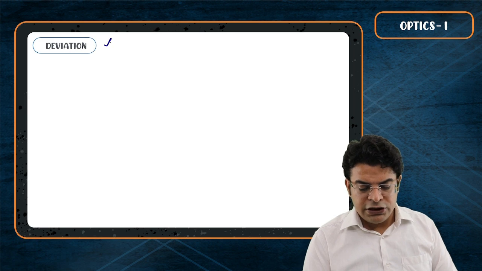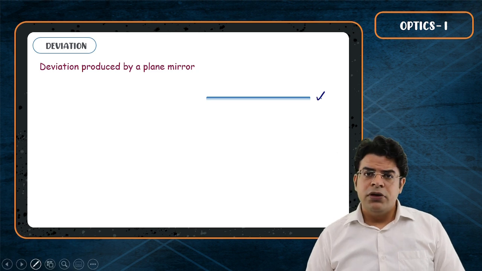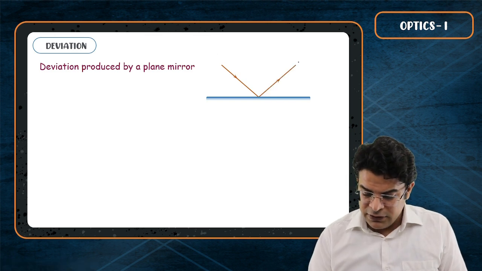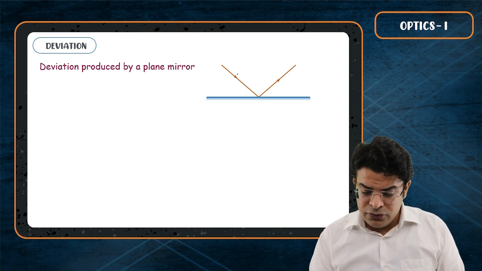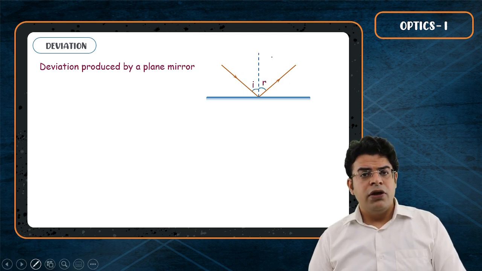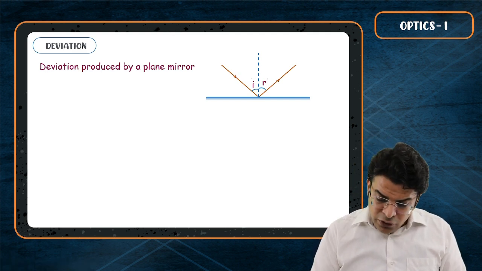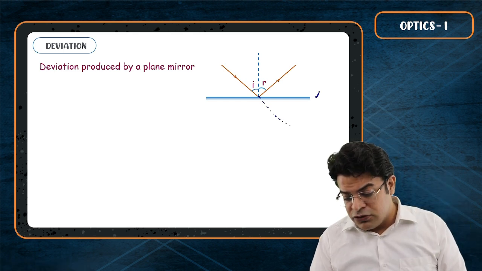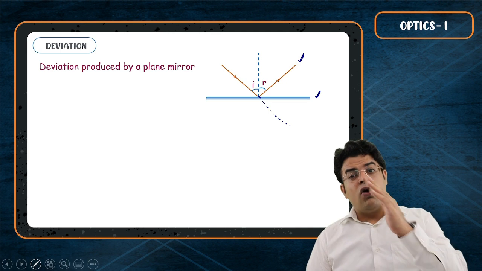Talking about deviation produced by a plane mirror. Let's say you have got this plane mirror and a ray of light is incident on it. We know that once reflected, this ray will go somewhere this way. Now the question is, what is the deviation produced in this ray due to reflection? So you will say that, sir, if you visualize the normal, we know that the angle of incidence will be the same as the angle of reflection. This ray was going straight and was destined to go straight, but it got reflected due to the presence of the plane mirror. And due to the presence of the plane mirror, it is now going along the path of the reflected ray.